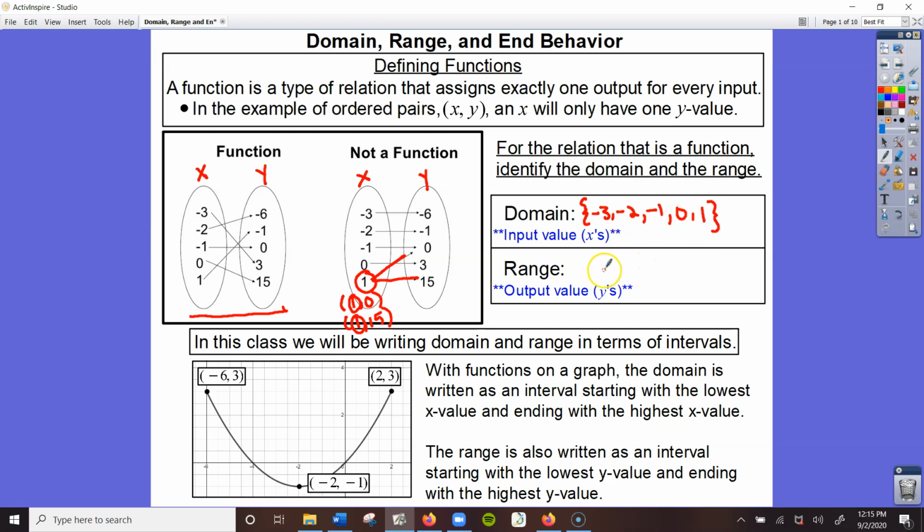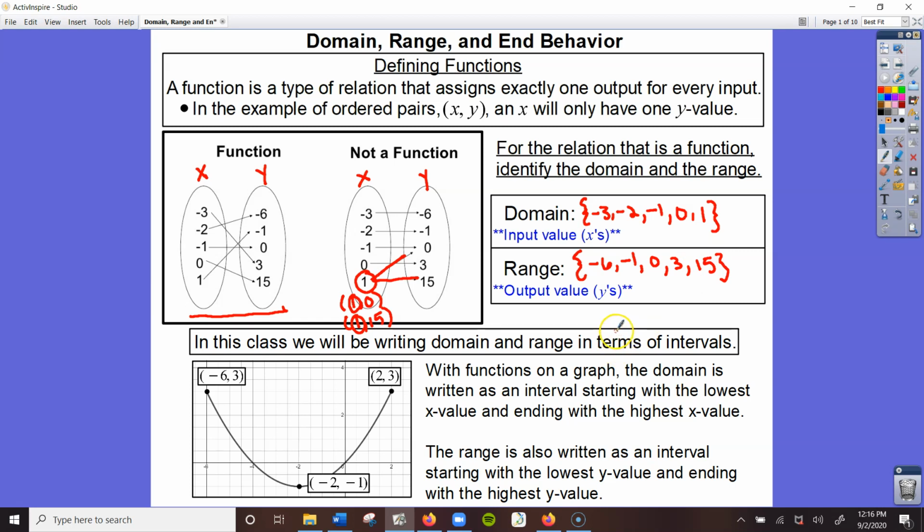The range, however, is all of the y values, your outputs. So we would look at the y values and we would open a set and make a list of all of those y values, which are -6, -1, 0, 3, and 15. Now, as we move on in this course, this is very basic because we're given a chart, so we just make a list. However, for our purposes, we're going to be looking at graphs.